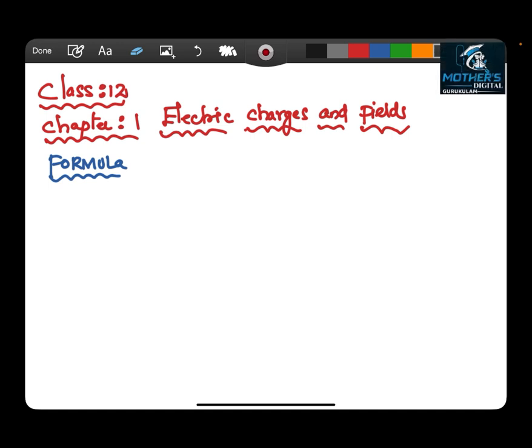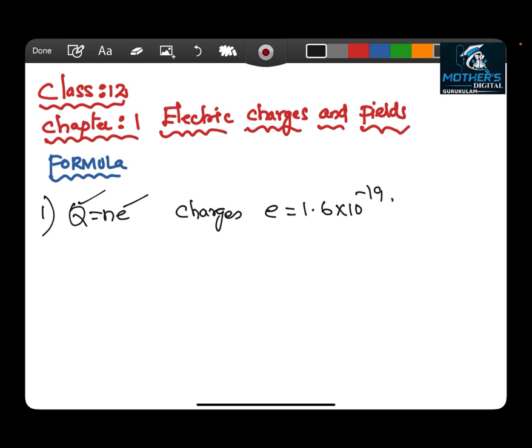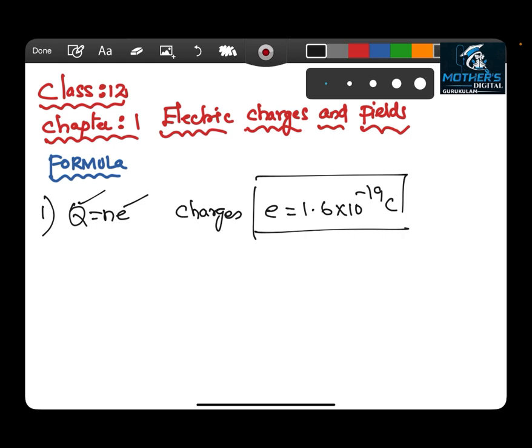In today's session, we'll discuss important formulas from Electric Charges and Fields, Chapter 1, Class 12 Physics. So the first formula is Q equal to Ne, where Q and e represent charges, whose value is 1.6 into 10 power minus 19 coulomb, and this is a constant. You people have to remember it. N is a pure integer.